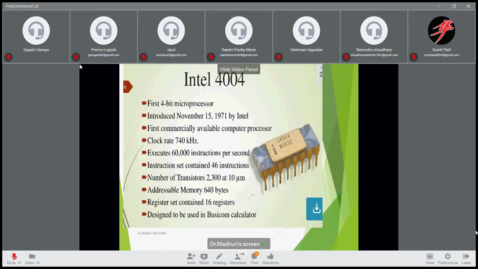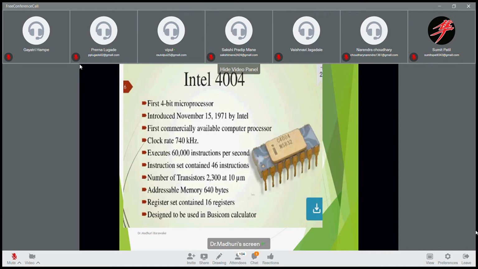Okay. Now clock speed. The very first microprocessor was introduced in 1971. Now what is the clock rate? 740 kilohertz. The clock rate for this particular processor is 740 kilohertz. So what is that? What do you mean by clock? That is a very simple term. Base speed of a processor.